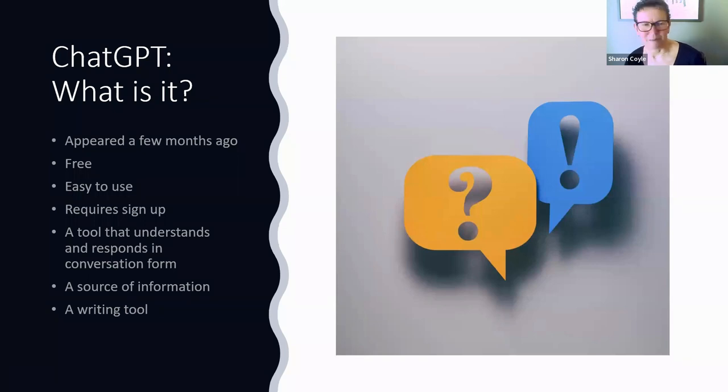So what is ChatGPT? It appeared a few months ago, the last day of November. It's free for now. It's easy to use. Kids can use it. Maybe shouldn't, but could. It requires a sign up. Sometimes, some people, me, when I signed up, I needed to put my phone number in, and some people are uncomfortable with that, understandably. I think it depends on what you sign up with. I think if you sign up with the Gmail account where you already have a telephone number affiliated with it, you don't need to put your phone number in. I'm not exactly sure why, but whatever. So you have to sign up. It's a tool that understands and responds in conversation form. And it can be used as a source of information and a writing tool. Those are sort of the two big uses.